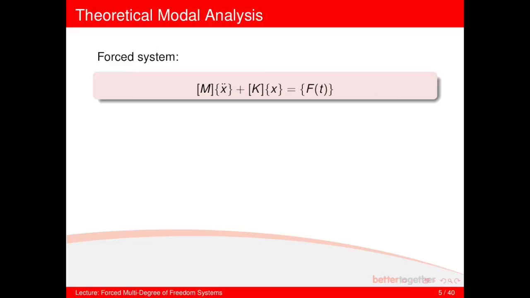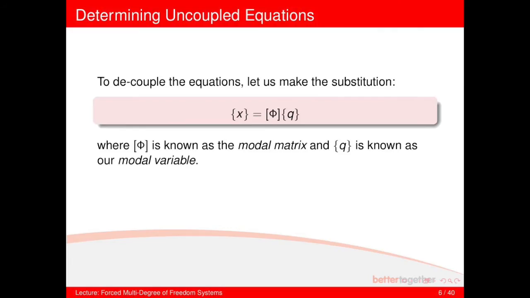So like I said, if you've got a multiple degree of freedom system that's undamped and it's forced, then you've got this equation, okay? And what we do is we apply a substitution. And that substitution is this, okay? So x is phi, which is known as the modal matrix, times q, which is a vector of modal variables. Greek letter phi is the modal matrix, and q is our modal variable.